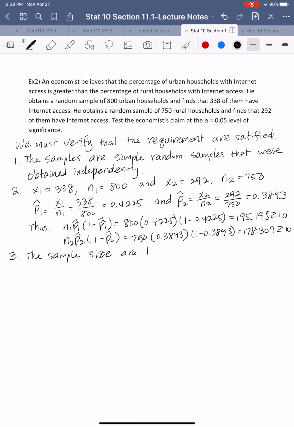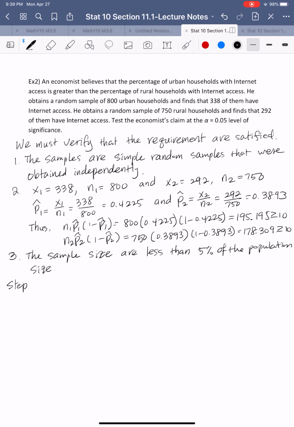And then also number 3, the sample sizes are less than 5% of the population size, which must be true, okay? Because they're talking about the whole population, okay? So let's start with step 1.